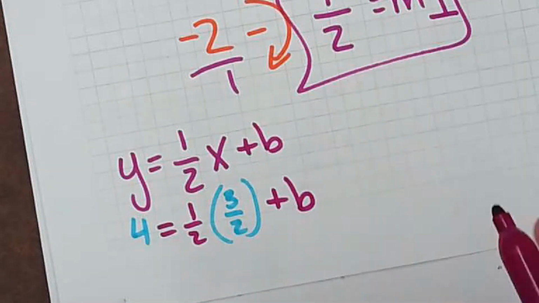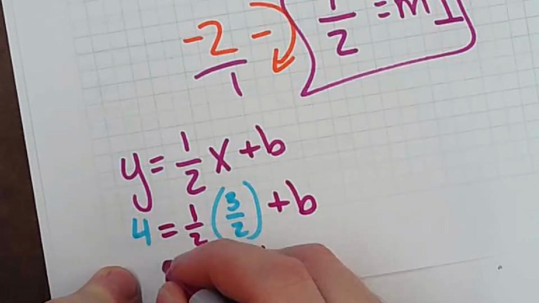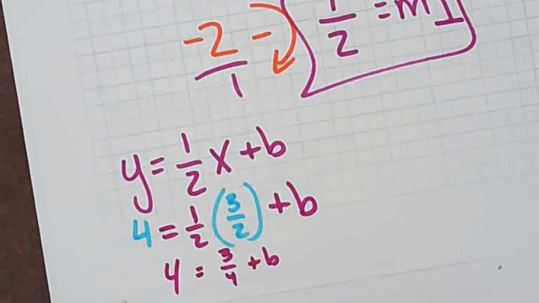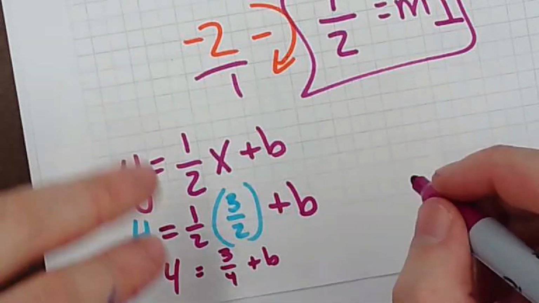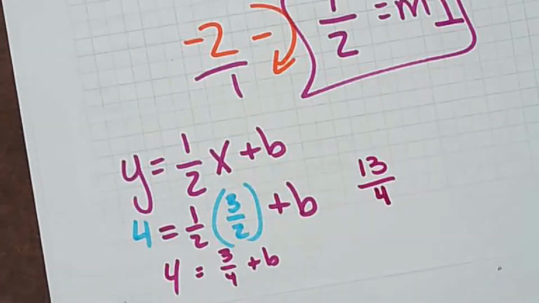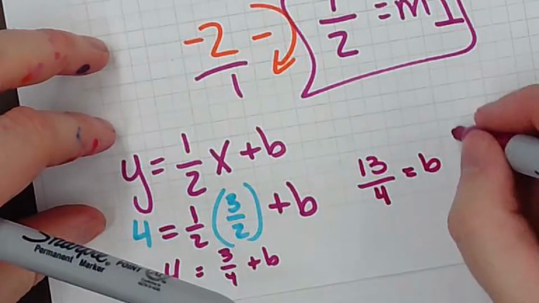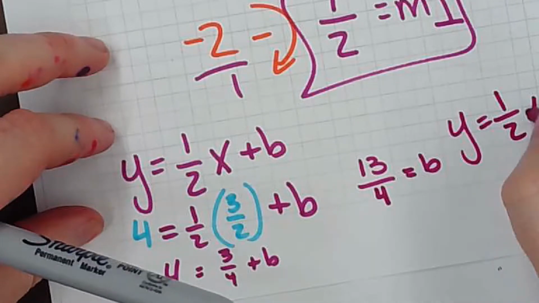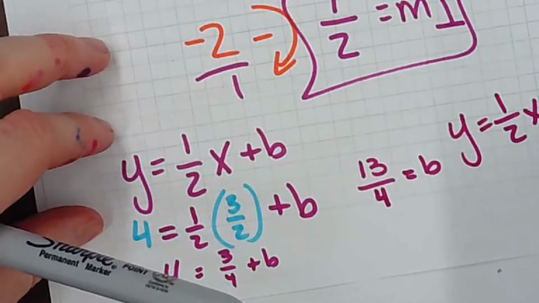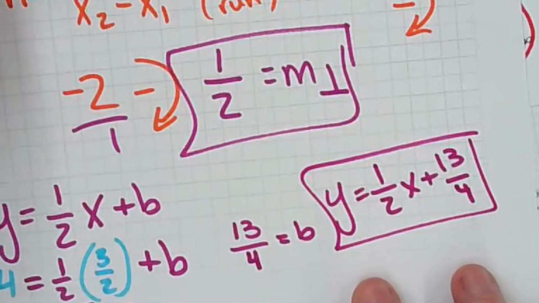So a half times 3/2, well, that's just 3/4. And if we subtract that from 4, we get 3 1/4, also known as 13/4. So 13/4 is what b is. So y equals a half x plus 13 over 4. So that's the perpendicular line equation.